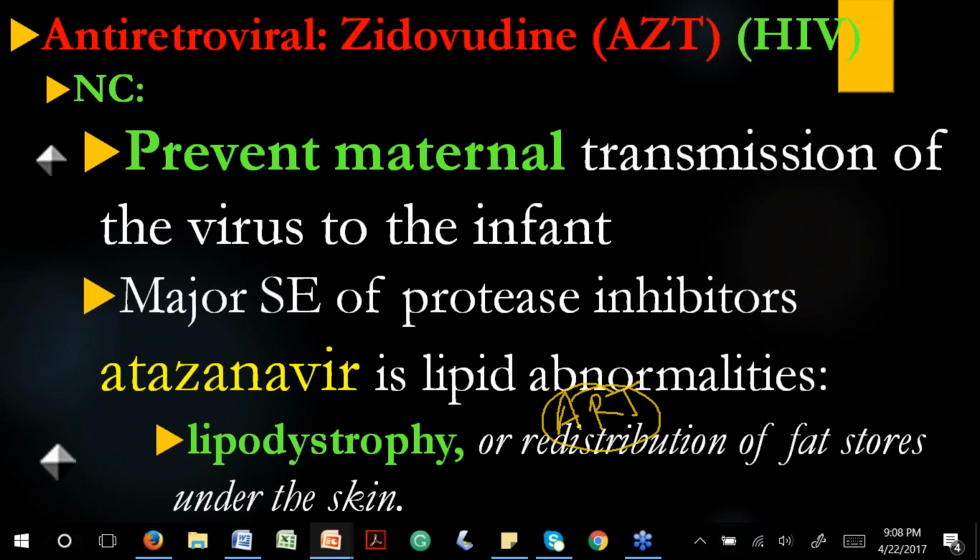Atazanavir is one of the other medications that we use together with zidovudine for the long run. After 1 or 2 years, you start to have lipodystrophy, the redistribution of fat stores, and that is going to change the appearance of the patient. So self-esteem is going to be hurt by this. The patients are going to need psychological support and sometimes surgical procedures.